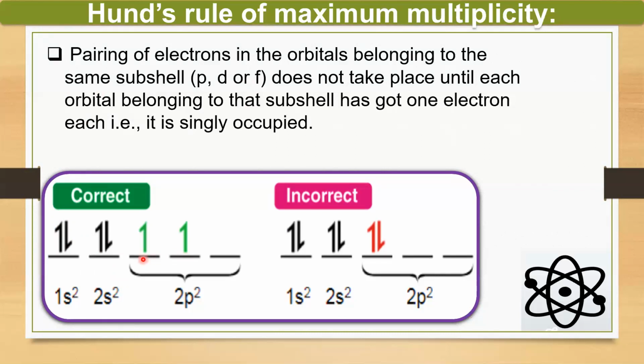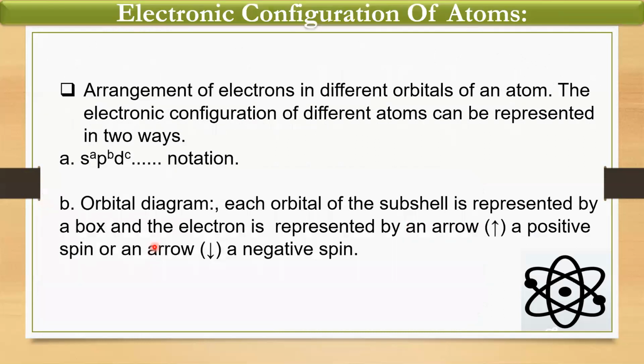So next, after the 2s orbital, as per the Aufbau's principle, we have 2p orbitals remaining with us. The 2p orbitals are again subdivided into 3 parts, that is px, py and pz. So the remaining 2 electrons will enter into 1 subshell each with respect to Hund's rule of maximum multiplicity.